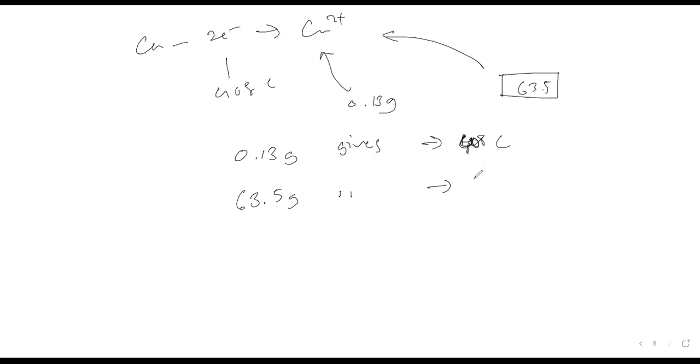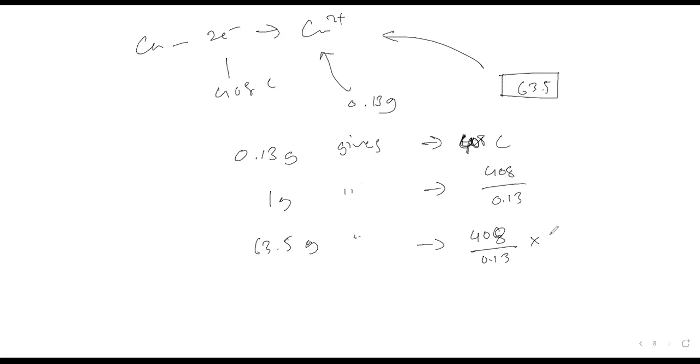Before that, using the unitary method, we need to find for 1 gram how much charge we should get. 408 divided by 0.13. That means for 63.5 gram, how much should we get? We should get 408 divided by 0.13 times 63.5. This should be equivalent to 199,292.3 coulomb.